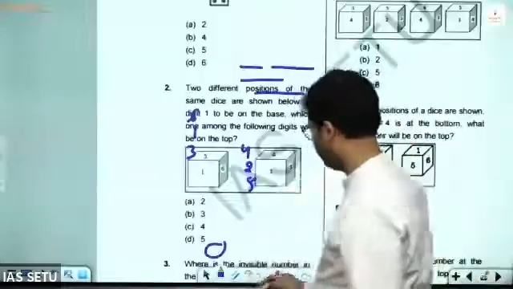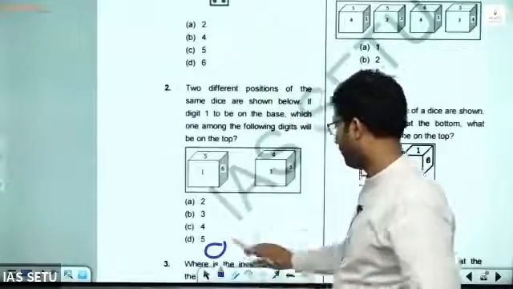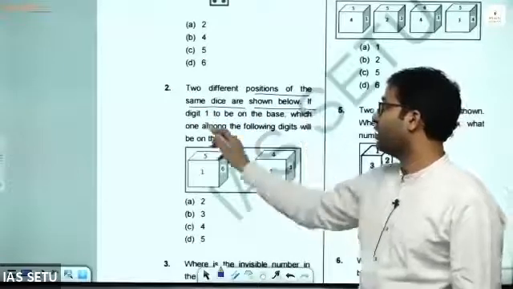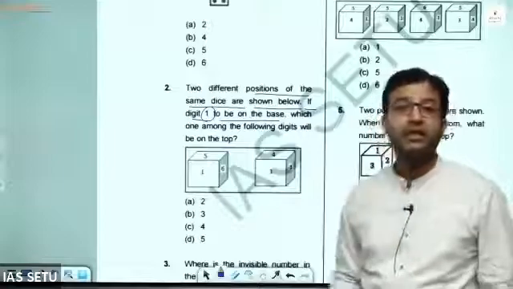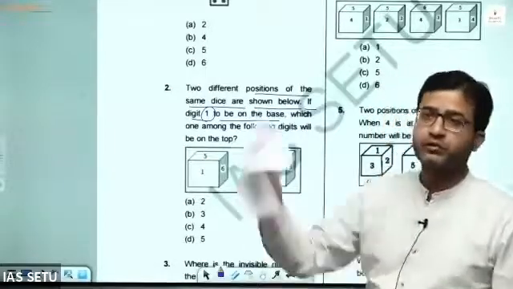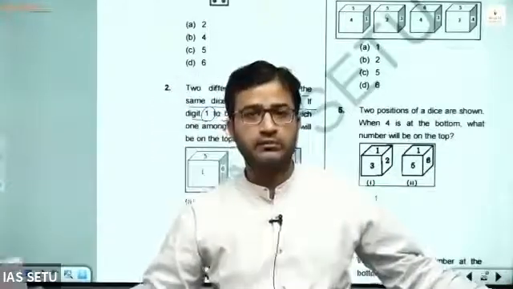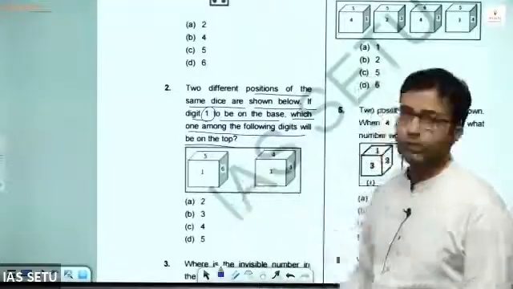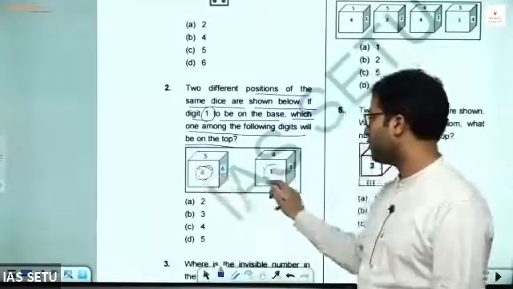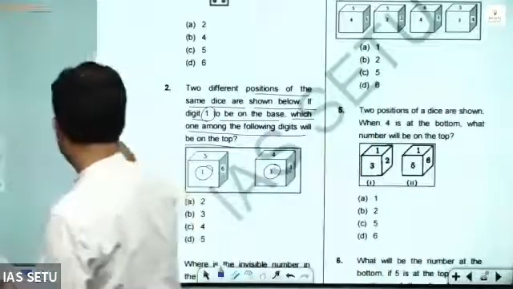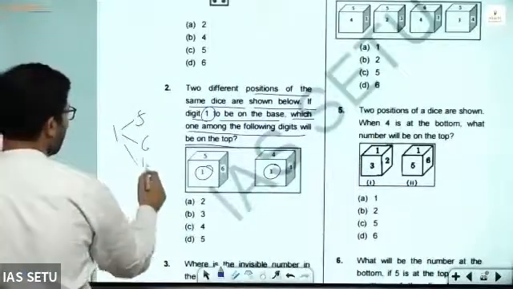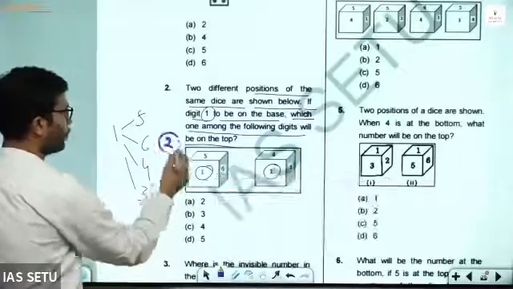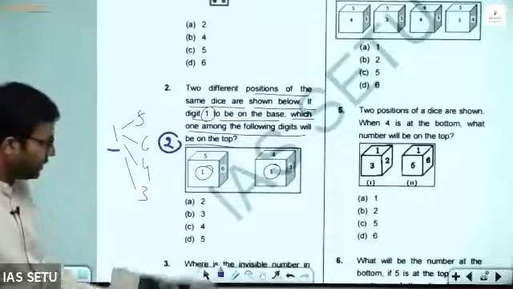Now today's handout, question number 2, we read carefully. Two different positions of the same dice are shown below. If digit 1 is on the base. These are the indirect ways to ask. If 1 on the base, what will be on top? If 1 on the left side, what will be on right? So it means it is asking the opposite of 1 only. If 1 on the base, which one among the following digit will be on the top? So opposite of 1 is asked. What is common? 1. And it is clearly visible. 1 is having 5 adjacent, 1 is having 6 adjacent, 1 is having 4 adjacent, 1 is having 3 adjacent, remaining is 2. So what is opposite of 1? 2. All of you would answer 2. Yes, A, 2.